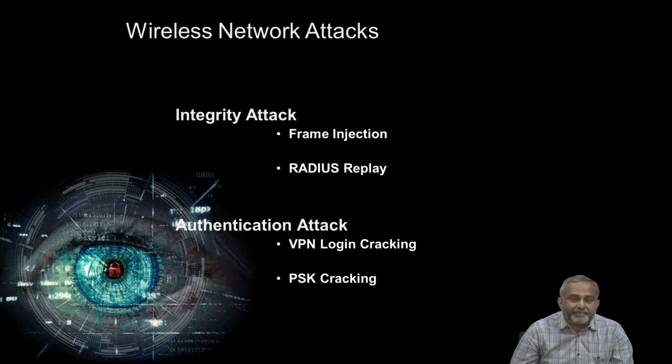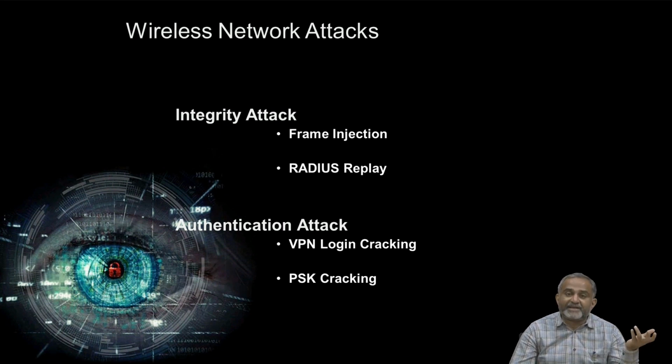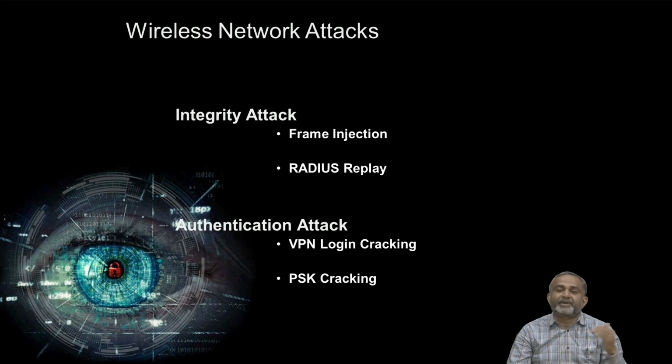After that, the RADIUS reply. As we know, the RADIUS server provides the authentication for access, both the access point as well as the client or user. But what happens if the RADIUS reply goes wrong, or the RADIUS server is compromised and intentionally sends the wrong authentication key to the user? So at that time, even if the user is valid, he or she cannot gain access to the network. He cannot connect with the network. So these are the integrity attacks.